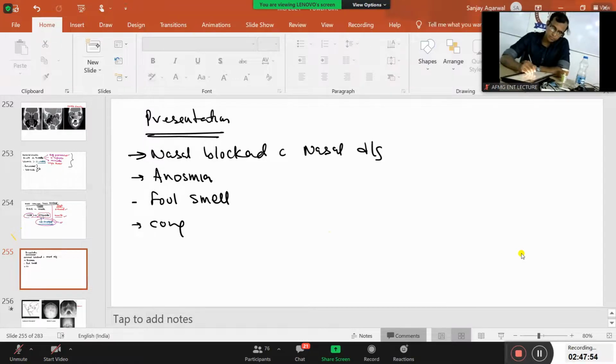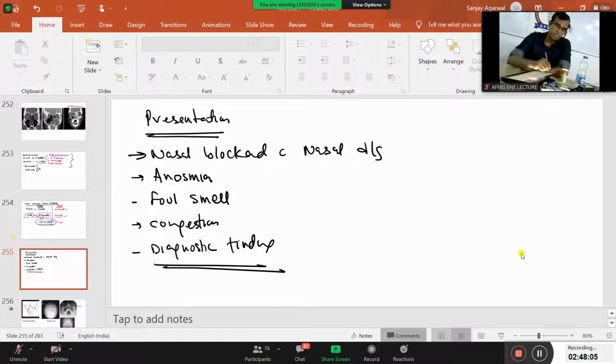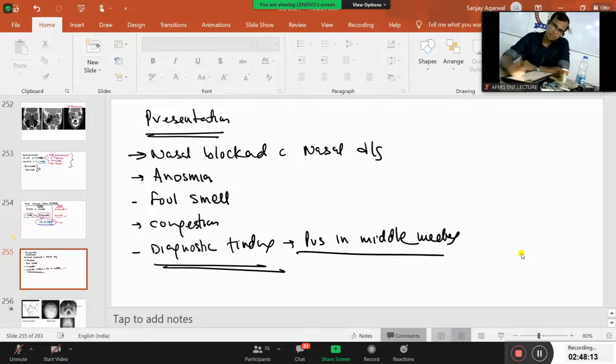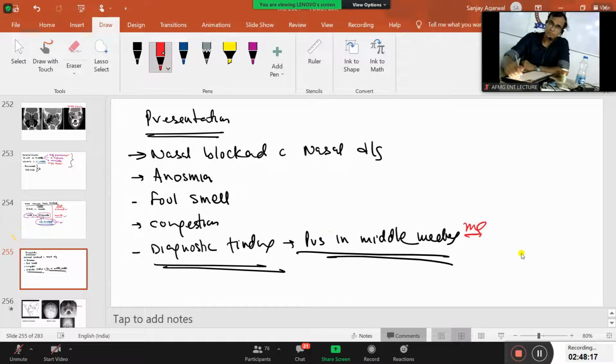Congestion in the nose. And the diagnostic finding. This is important. Diagnostic finding is clinical. This is the clinical finding we're talking about: pus in the middle meatus. Now this is an MCQ. What is the diagnostic finding of sinusitis? Pus in the middle meatus is the diagnostic finding of sinusitis.